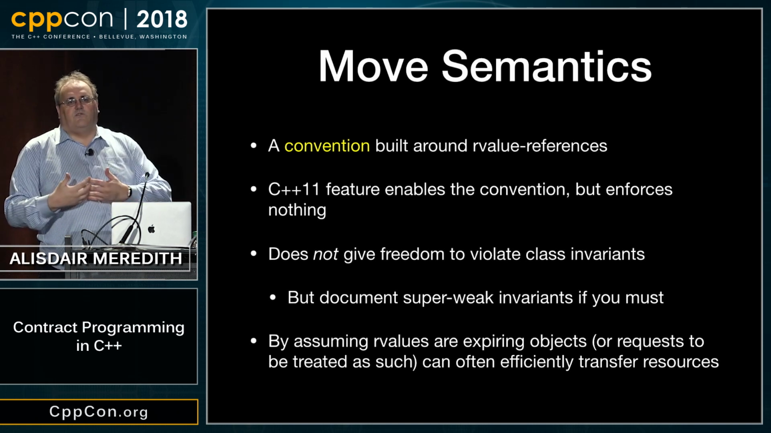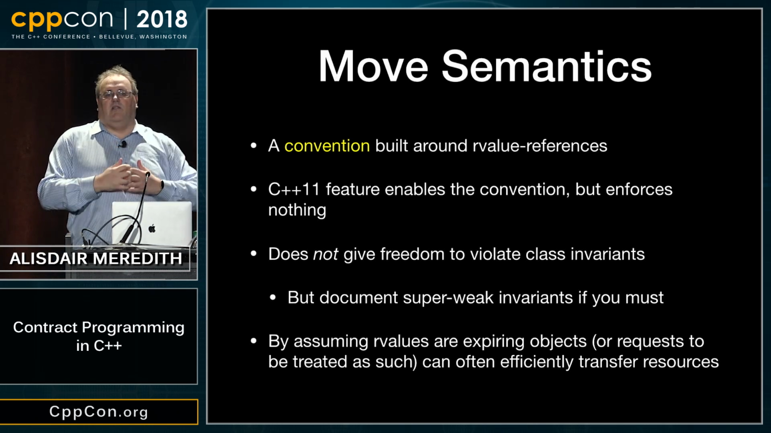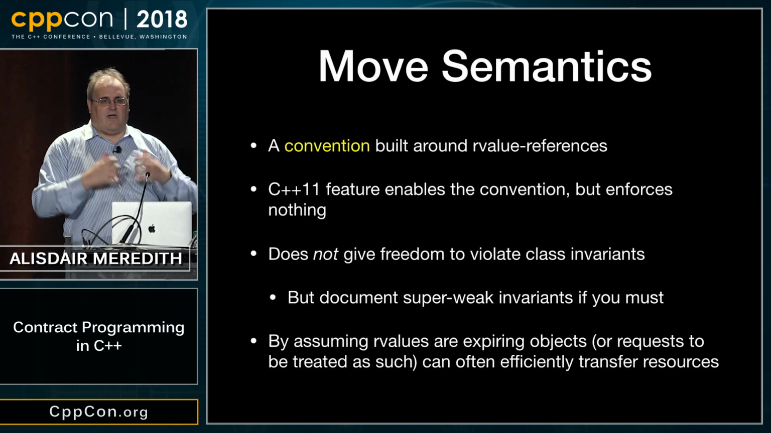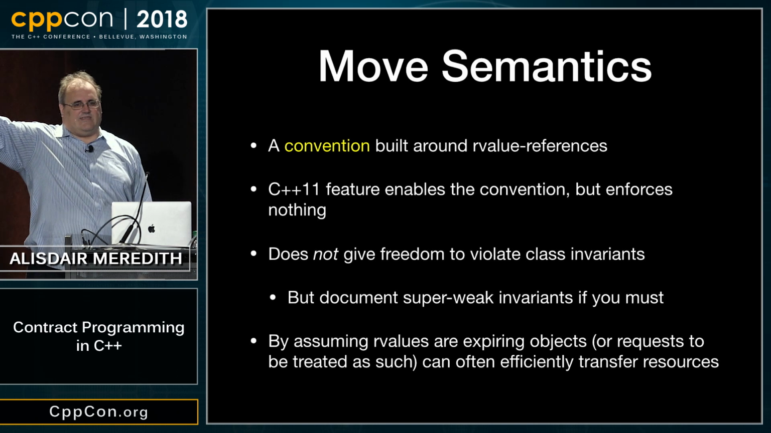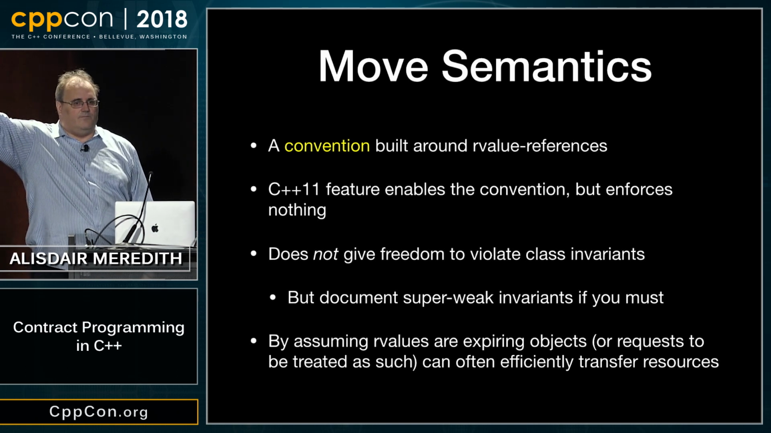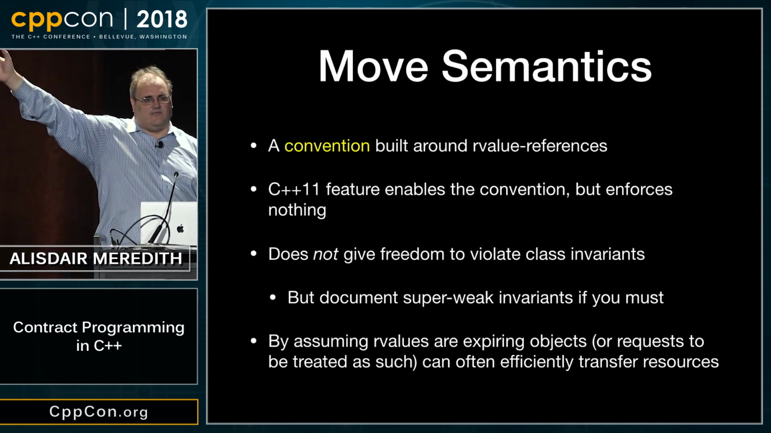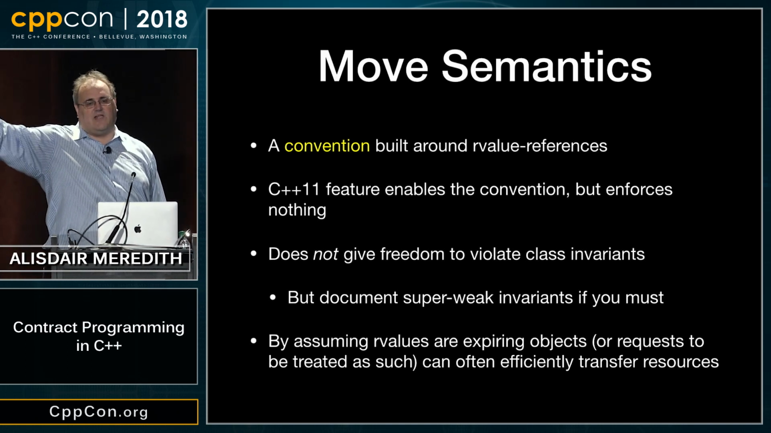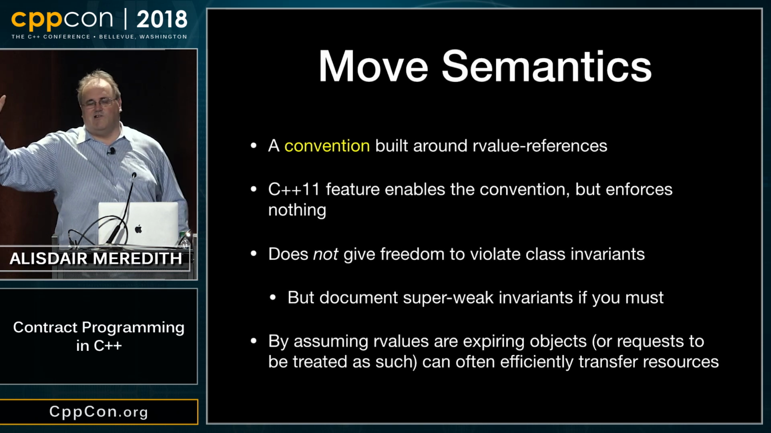But I also have to live with the assumption that if you didn't give me an R-value, if you lied to me with those funny casts that come out of std::move, then the object that sits around might actually end up living beyond that function call. What you've told me is you don't care about the state of that object, but I'm not allowed to violate that object's invariants. And this is where move semantics gets a bit controversial with some folks.